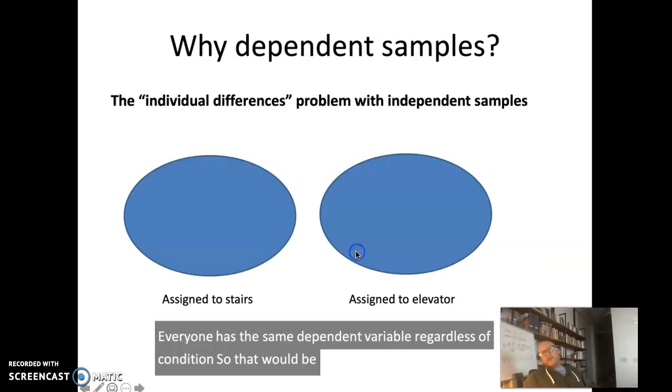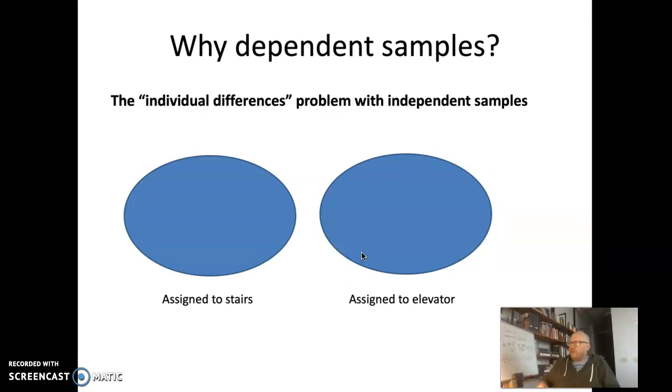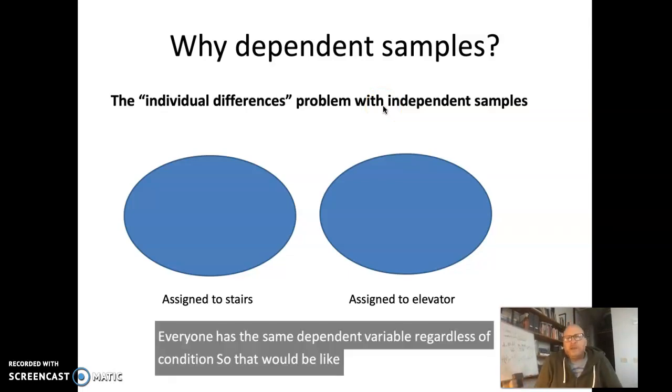All right, now let me explain to you why we have dependent samples. It is more complicated. The reason is because of something we call individual differences. Individual differences in humans are just things like personality, different genetics, different educational backgrounds, and things like that.